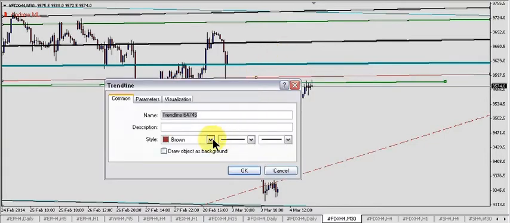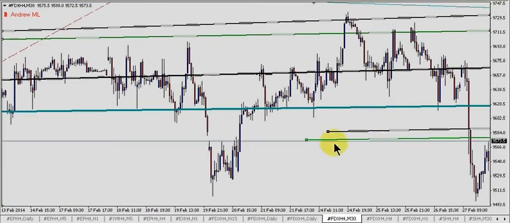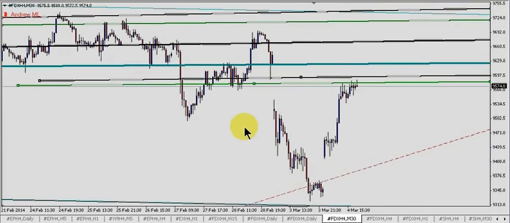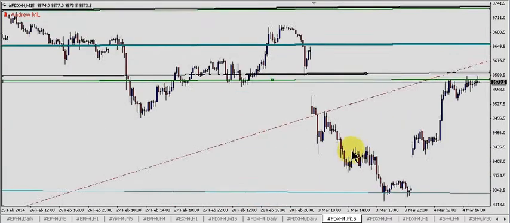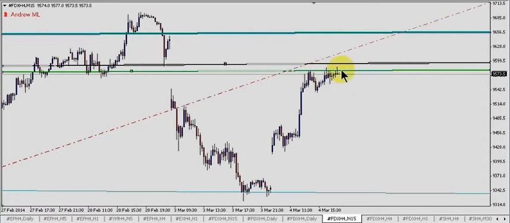Make that green. And we'll make that black. Thicken it up. Okay, so now we've got more structure. Now we're going to go down to the 15.